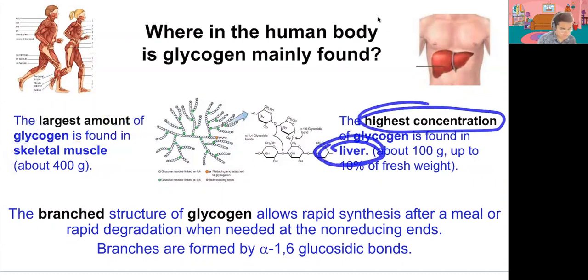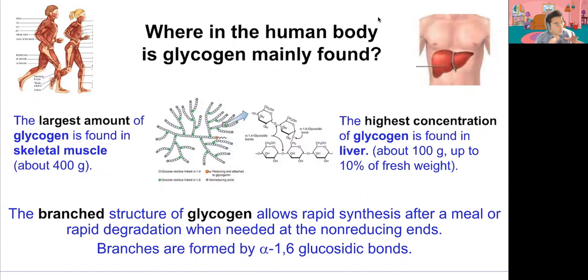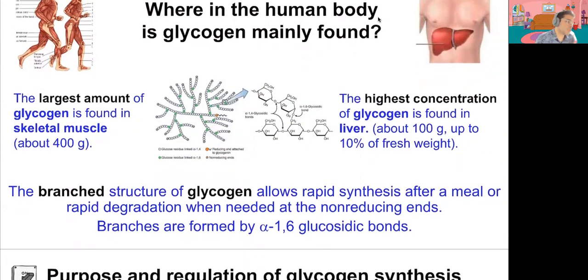Concentration, liver. Think about it. Your liver is like one organ. Your skeletal muscles are pretty well distributed. So think about it bulk-wise, it's going to be all over the place, right? A large amount. Concentration, your liver does a lot of stuff. It's a very concentrated organ. It's focused, unlike me sometimes.